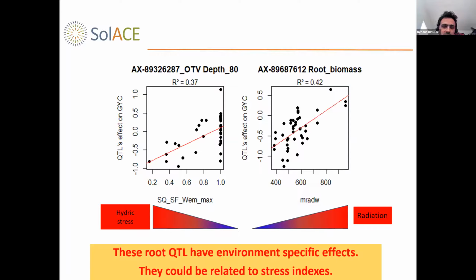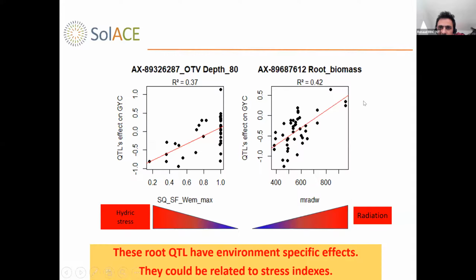You have here two examples. One QTL of rooting depths from the trait measured on the platform, which affected grain yield. And this effect depending on the level of hydric stress. The higher the depths, the higher the grain yield in hydric stress conditions. And so the effect was positive in some environment, in hydric stress environment, and negative in optimal environments.